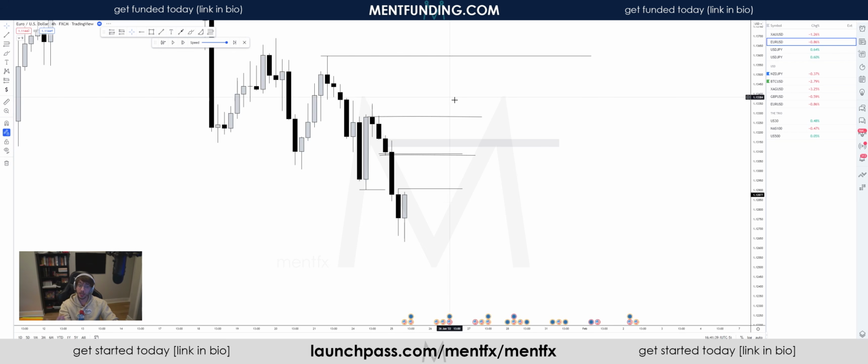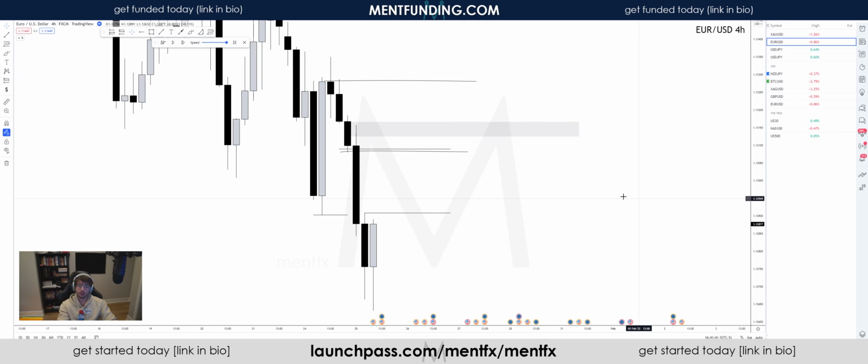So if we jump to a 4 hour now, what we can do is re-refine the zone. And this is where that zone came from. Notice that's that 6 hour zone. And that is a valid zone, even though it's not valid on this 4 hour. This is something that's really important.